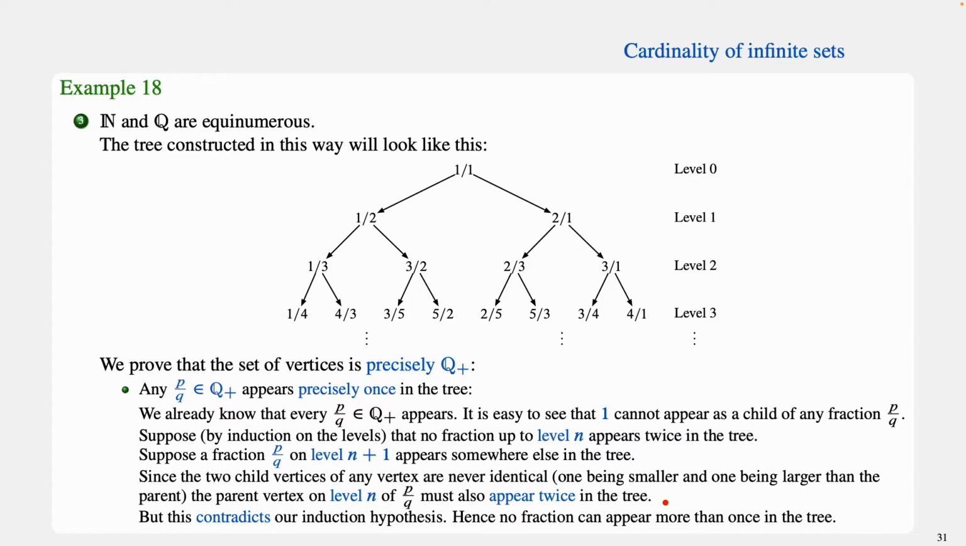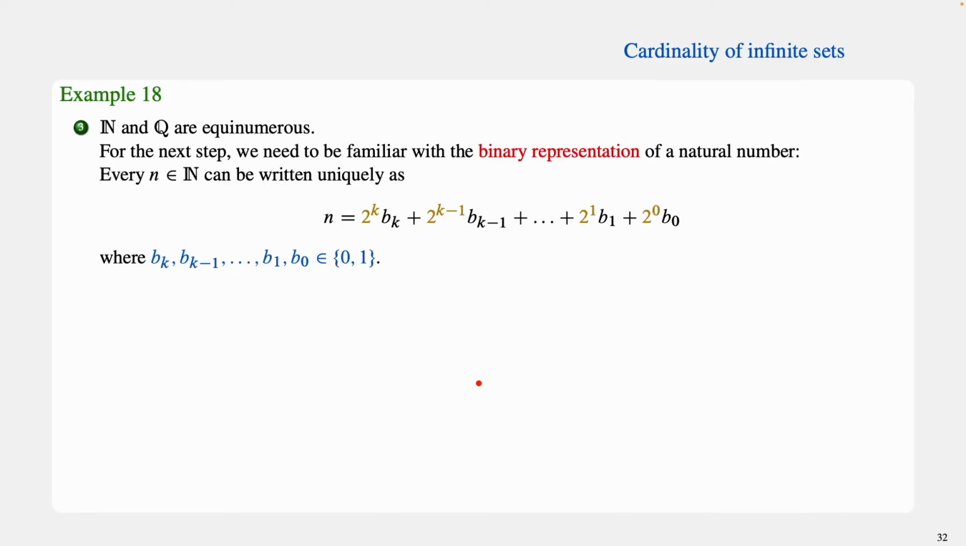But this contradicts our induction hypothesis, because we assumed that up to level n, nothing appears twice in the tree. So in conclusion, no fraction can appear more than once in the tree. And this shows that every vertex in this Calkin-Wolf tree can be identified with an element of Q plus, and the totality of vertices can be identified with the set Q plus. Next, we construct a bijection from the Calkin-Wolf tree to the natural numbers, or rather the positive natural numbers N plus.